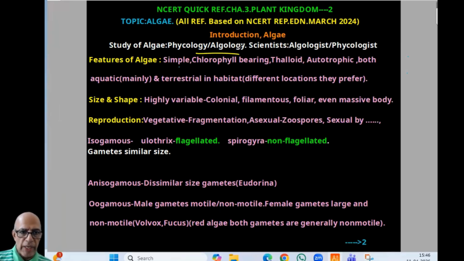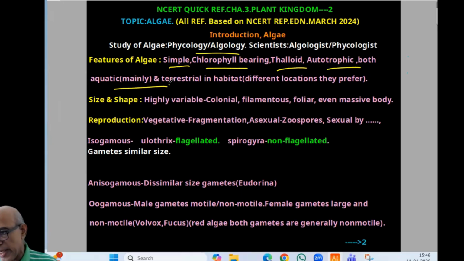And what are the features of algae? It's a theory question, NEET model question. It is simple, NCERT direct: chlorophyll bearing, thalloid, autotrophic, both aquatic and terrestrial. But remember, aquatic is prominent. Aquatic means it can be marine or freshwater in habitat. Habitat means the place where an organism lives, and they prefer different locations. Even parasitic algae can be seen.